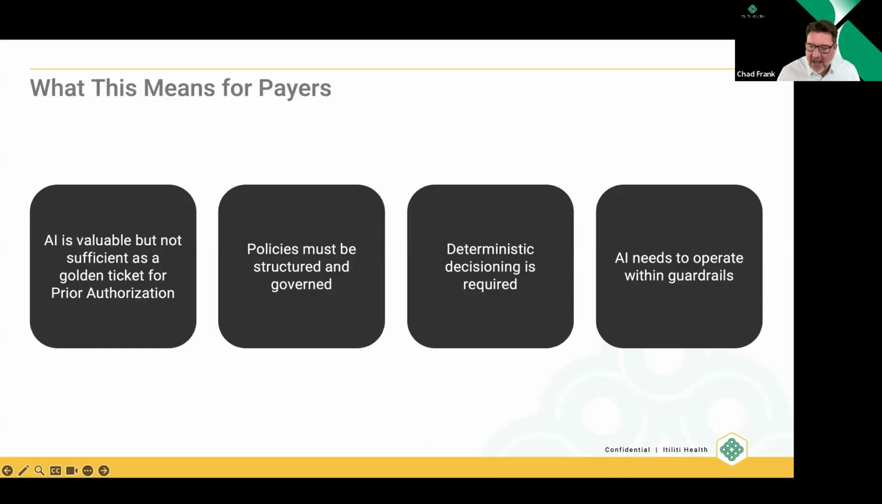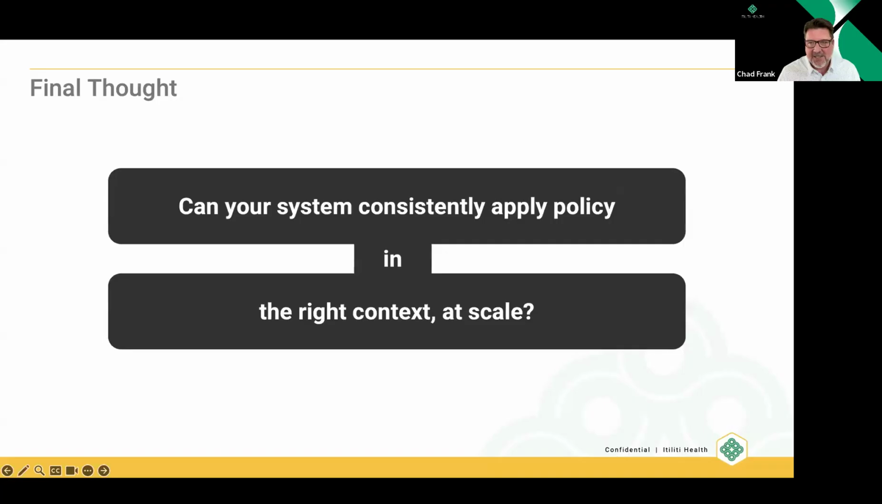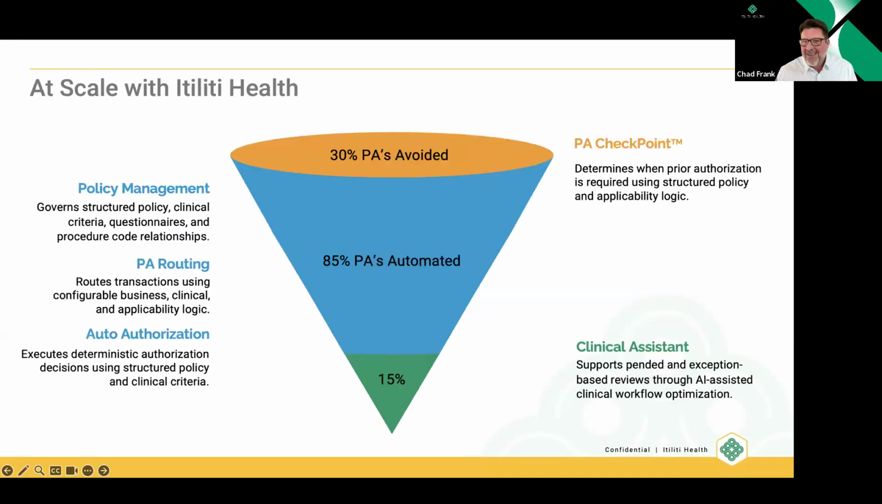So a very final thought I have, and then we have one more. I said final thought, but I actually have one more slide after that. And our final thought is this for you as payers. Can your systems today apply your policies in the right context at scale? And if they can't, we'd love to talk to you. And the next slide is what does that look like with Itiliti Health? And Michael, this came out of a slide you built, so I'll let you talk to this because you spend time talking about this every day. This is the final slide on some of the value in the 5 products we have at Itiliti Health, which, by the way, does all this.